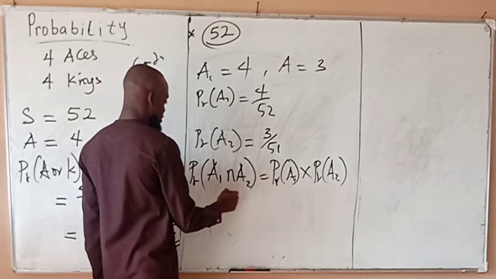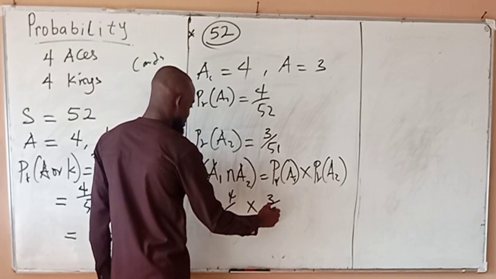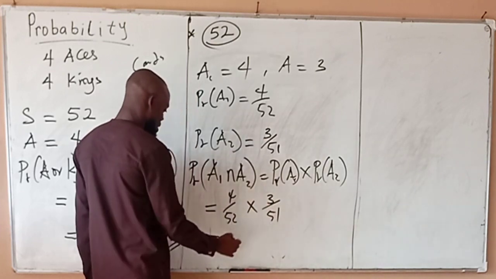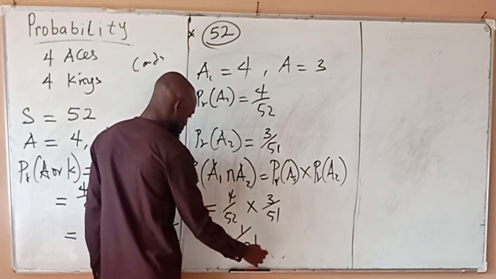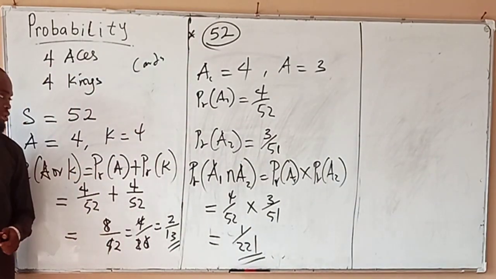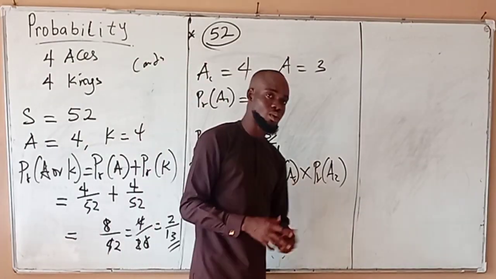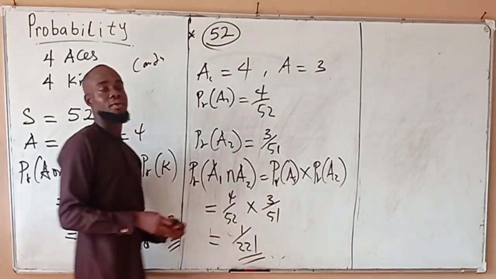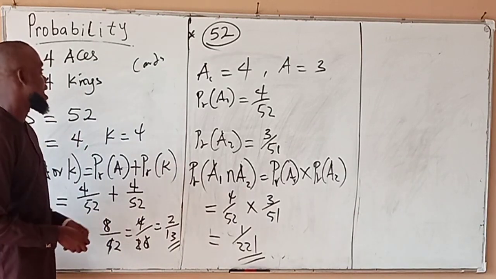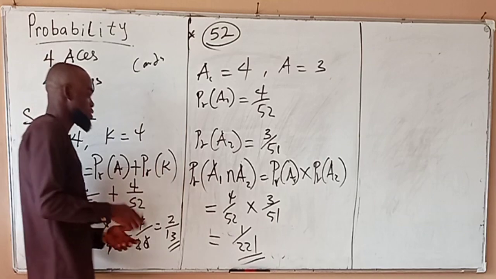What is the probability of the first one? 4 over 52. The probability of the second is 3 over 51. So if you multiply these, you're going to have 1 over 221. That's the probability of drawing 2 aces if you draw 2 cards from a well shuffled deck without replacement. That's the probability. Now let's look at another question.